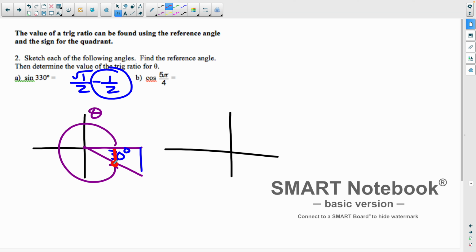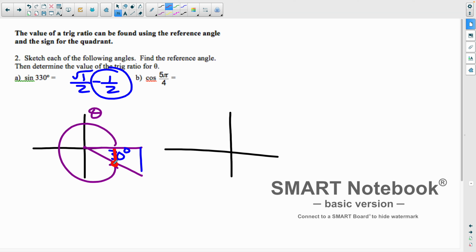Okay? So remember the other day we found the point and we used cosine and sine to find the point there. So that's another thing we're doing. All right. So all of these things, if I have that angle measure, that ratio of that side is that, and that point is also that. Okay? All right. 5 pi over 4.